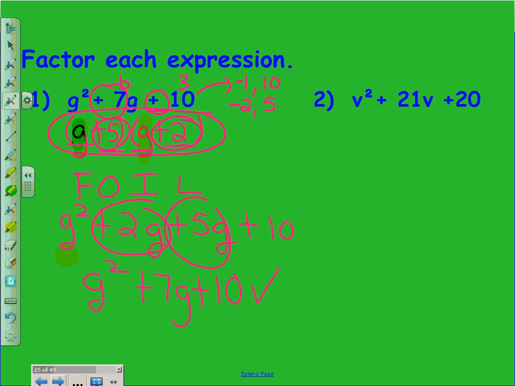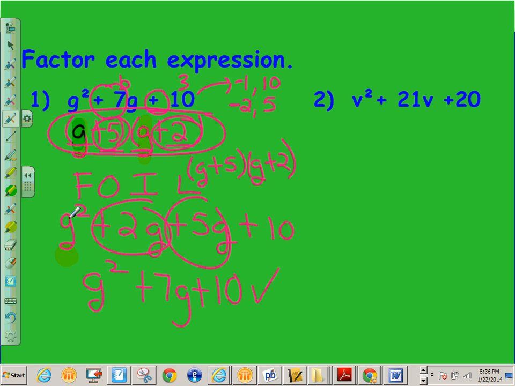Our final answer is g plus 5 times g plus 2. Now let's go to our second example. Our second example is v squared plus 21v plus 20.